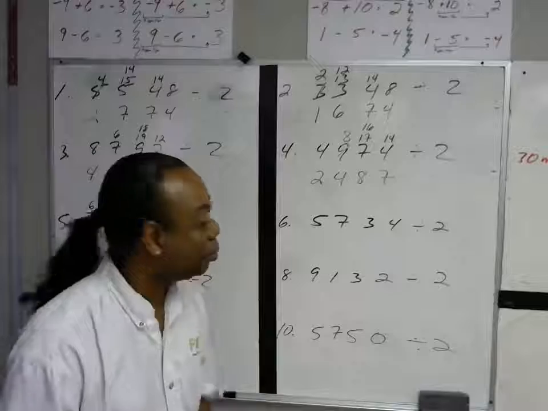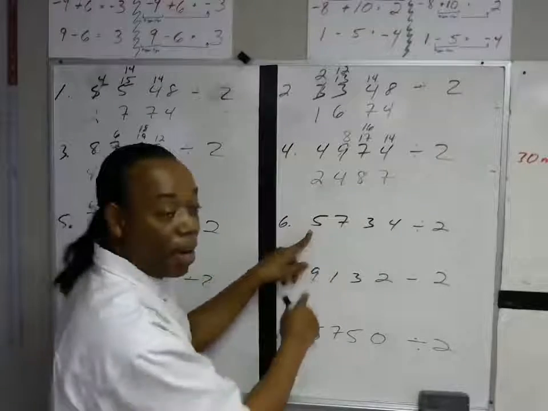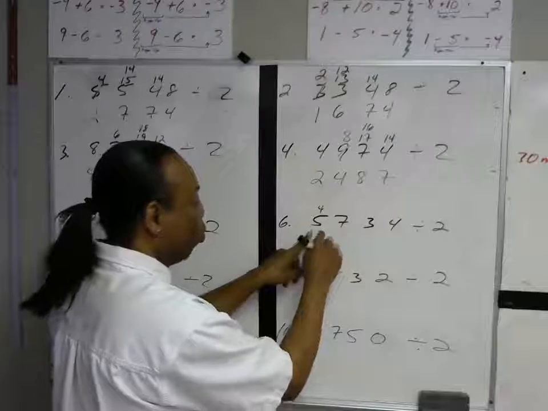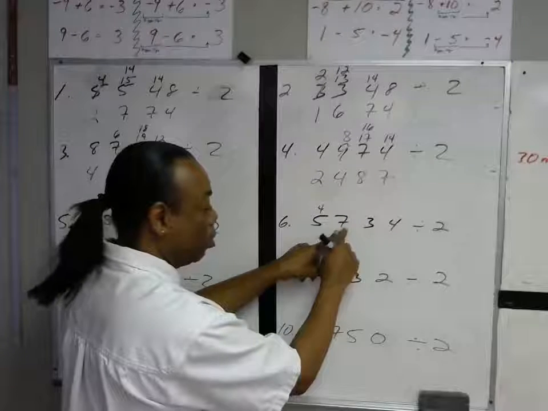Okay, let's take a look. We cannot take half of 5, so we're going to borrow 1 from it. So it becomes a 4. The 1 goes over into the 7 as a 10, it becomes 17.